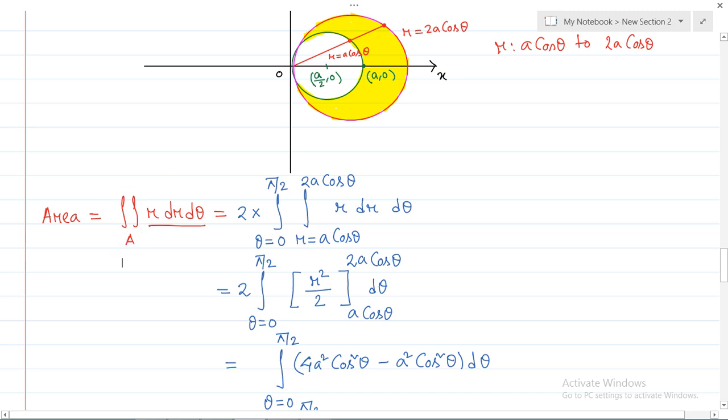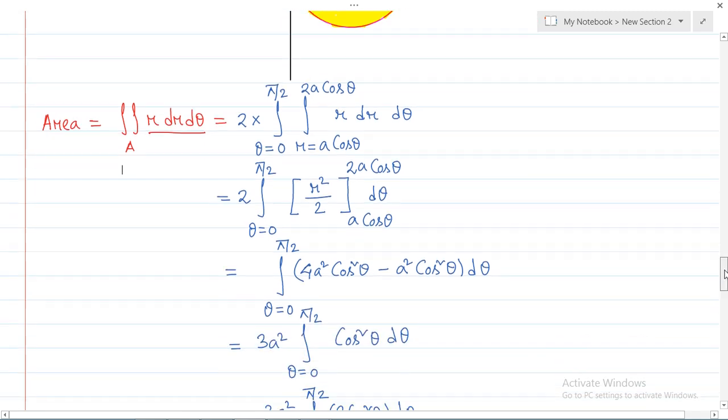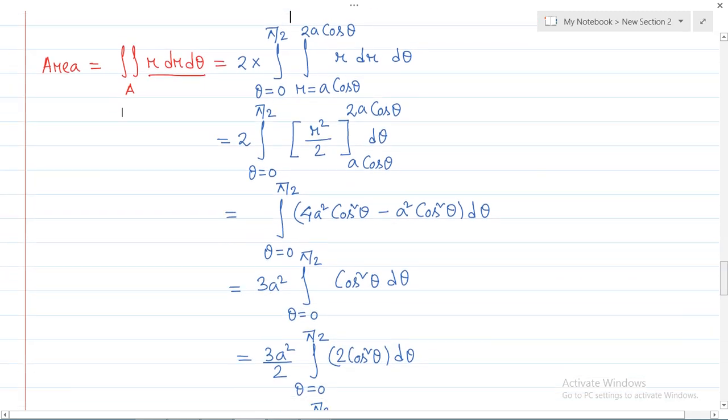So simply we have done the integration now. What is the value of the integration that is coming? r square by 2. Here we have substituted the upper limit and lower limit. After calculating, we get 3a square, which is a constant. We are taking it outside. So inside we are having cos square theta.